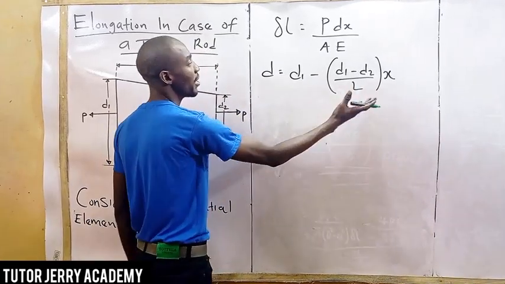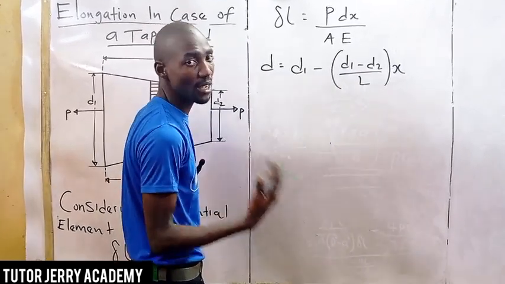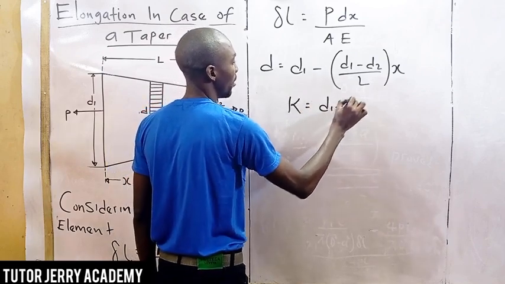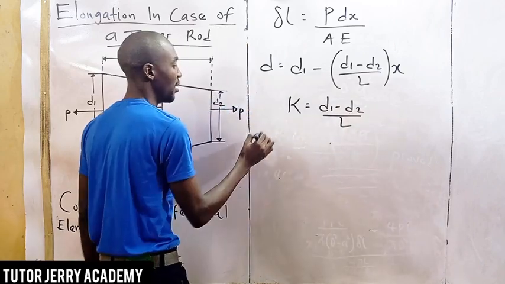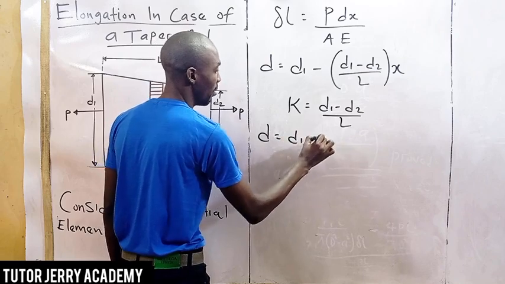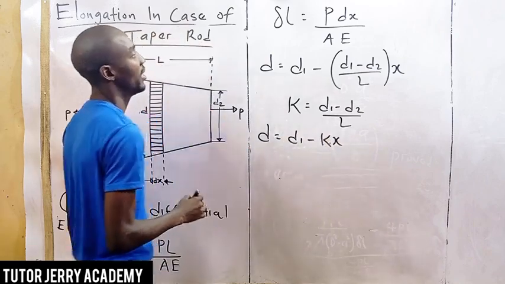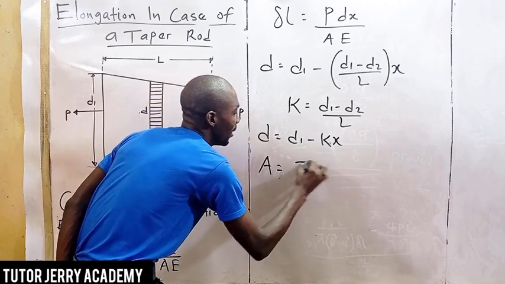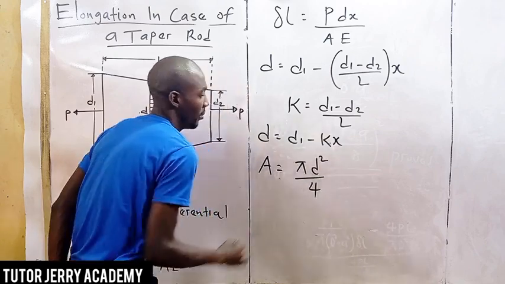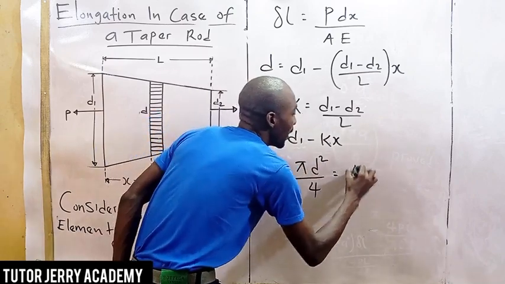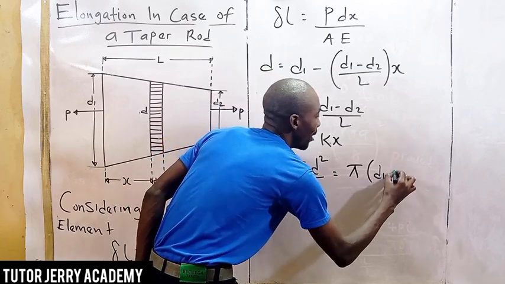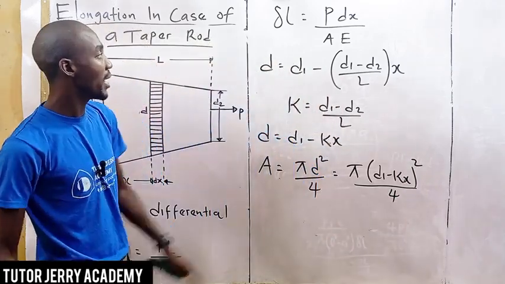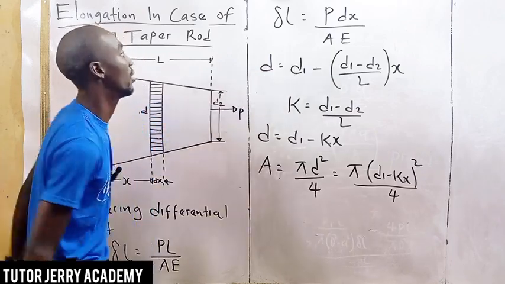Now, we can replace what we have there with a constant value. Let's say K. Let K be equal to (D1 minus D2) all over L. Therefore, D will be equal to D1 minus KS. Now, let's find our area. Area is equal to pi D square all over 4. So the area here will be equal to pi into (D1 minus KS) all square all over 4.